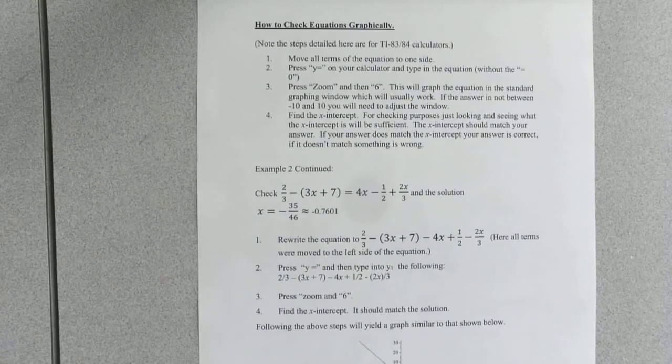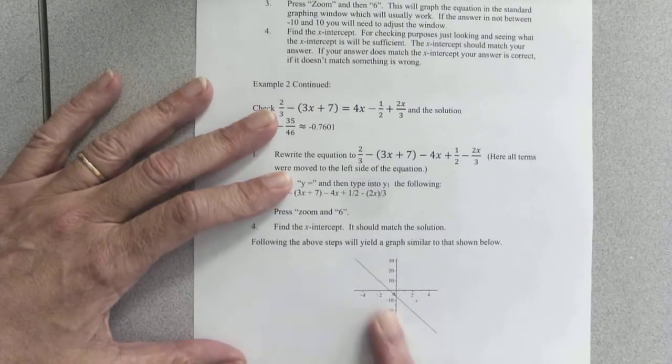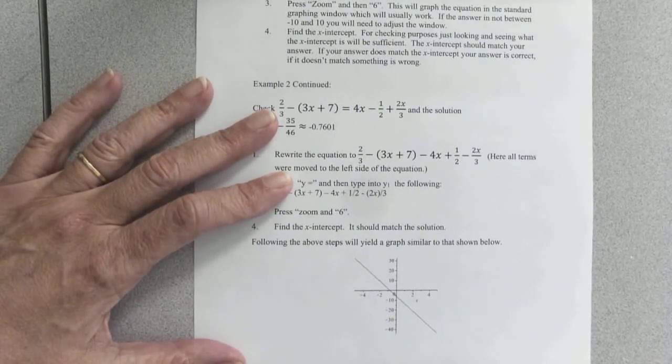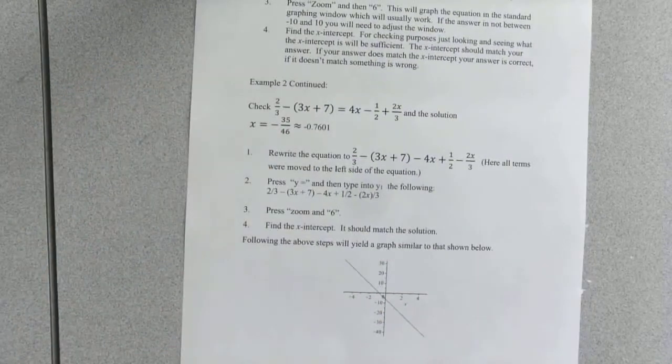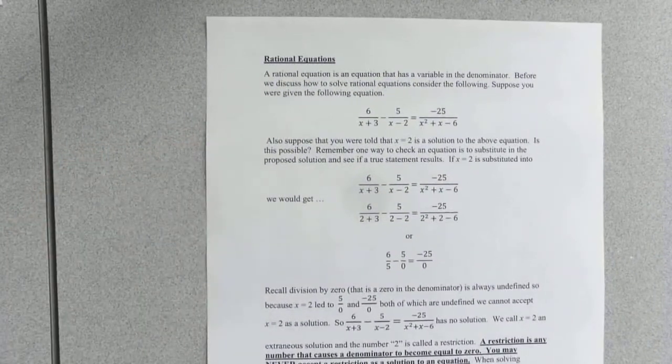So those were linear equations. And one thing I should say about the linear equations, the reason why it's a linear equation, look at the graph. The graph is a line. So that's why they call it a linear equation. Moving on. The other topic in this section, rational equations. A rational equation is an equation that has a variable in the denominator.